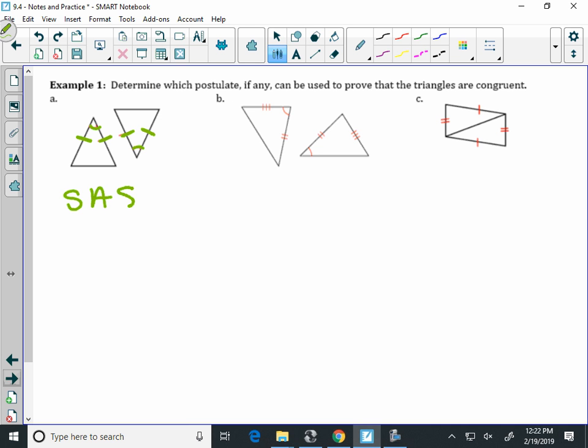Side, angle, side, right? We have a side, we have an angle, and we have a side. Side, angle, side. Two sides and an angle in between. If we can show that, then we know they're congruent using that shortcut. Side, angle, side.